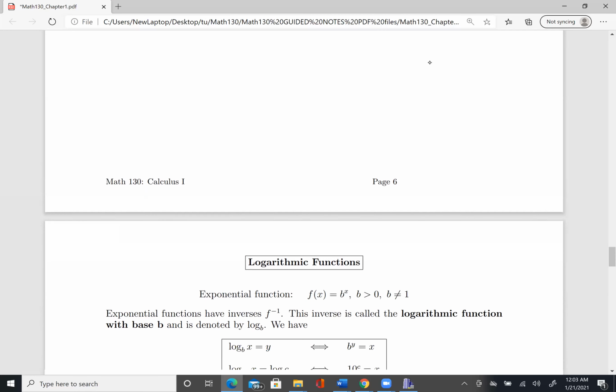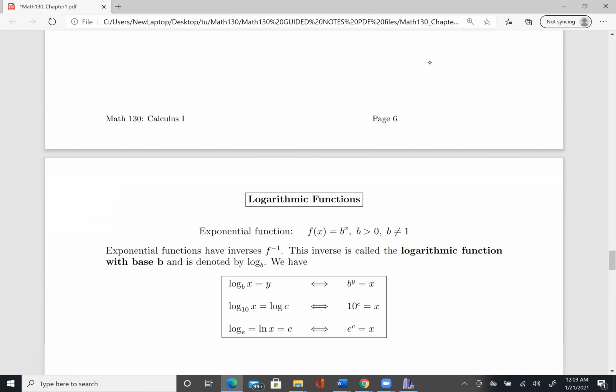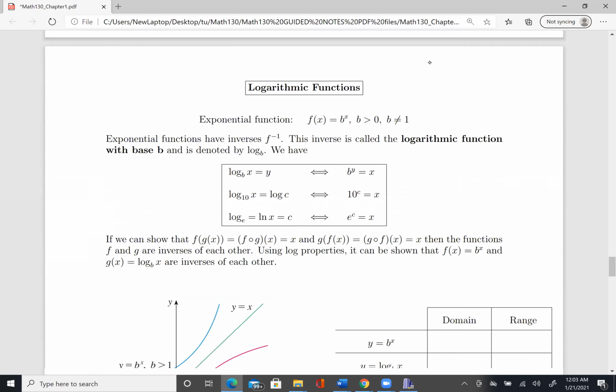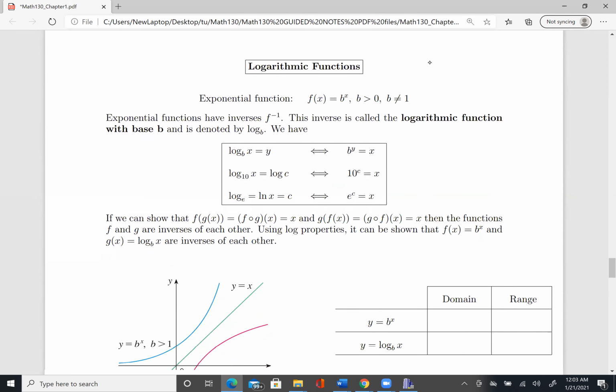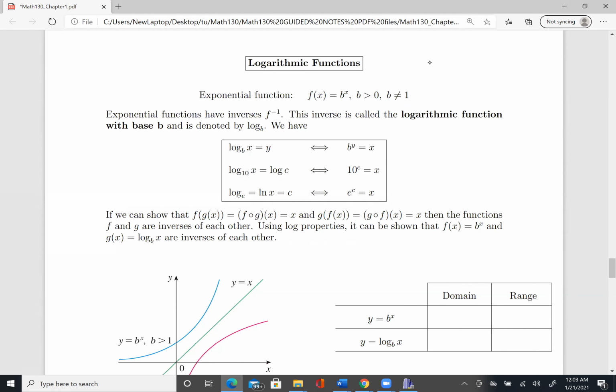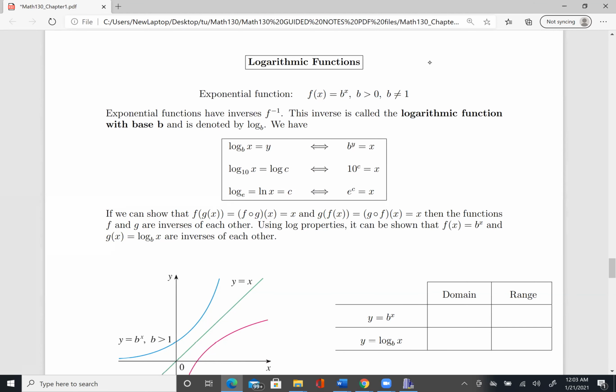So I'm going to move to logarithmic functions. Actually, I'm going to stop this section now, and we'll see you in the next tab. Okay.